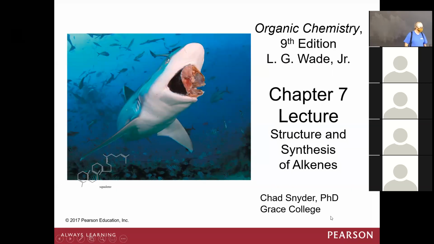Okay, the opening photograph shows a shark, and the way that fits into this chapter is there's this compound down here called squalene, which has a lot of double bonds in it. And squalene comes from shark liver oil. And it is a precursor starting material for a lot of the steroids.